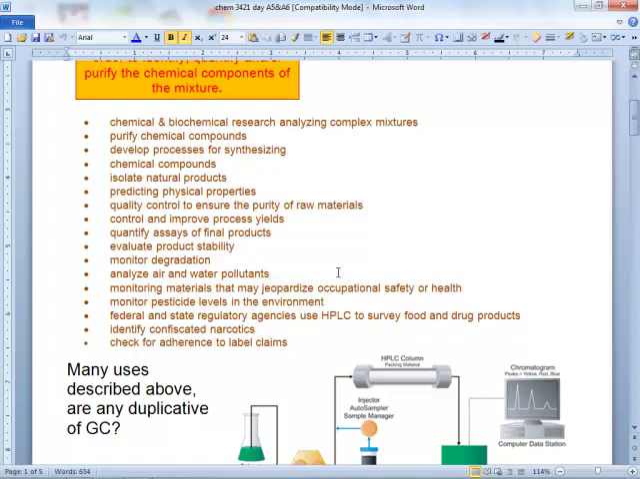Identify confiscated narcotics. Okay? The reason why I wanted him to pick something is because then I can say, whoa, maybe not. Why? Because if it's going to be on the GC, your analyte has to be in what phase? Gas. You try to heat it up in the, what is it called, when you inject it? Inlet. You try to heat it up and get it to vaporize. What if the thing breaks down?